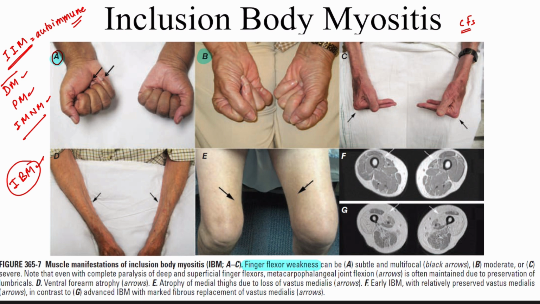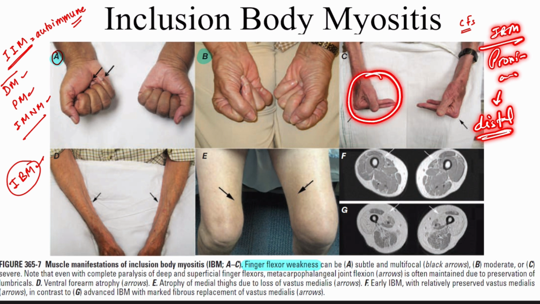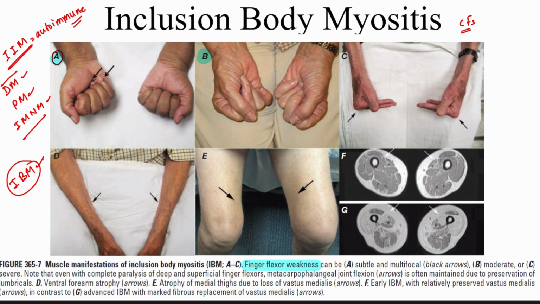See, in other myositis there is basically proximal weakness, meaning the bigger muscles like the muscles of the shoulder and the muscles of the hips are involved. But in inclusion body myositis there is proximal as well as distal muscle involvement. Distal means small muscles of the hand, small muscles of the feet. They are also involved to a very great extent. That is why it is shown in here.